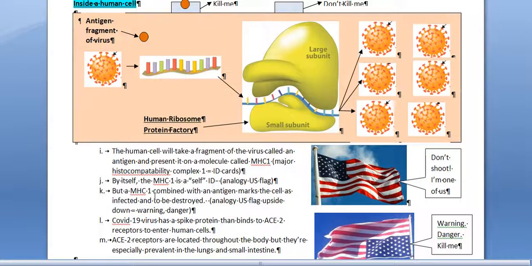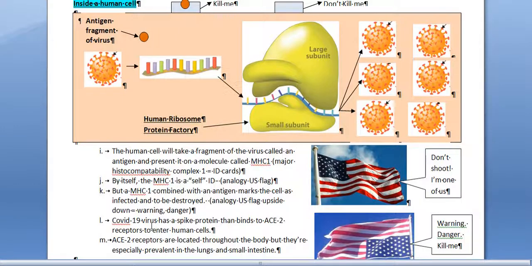But major histocompatibility complex type 1 combined with an antigen marks the cell as infected and to be destroyed. The analogy is a flag upside down. So the first one is, hey, don't shoot me, I'm one of us. This one is, warning, danger, kill me. It's kind of like a suicide signal. It's like, I'm a goner, kill me.